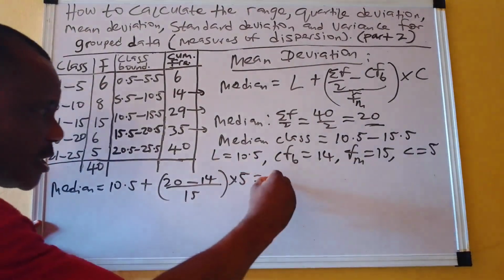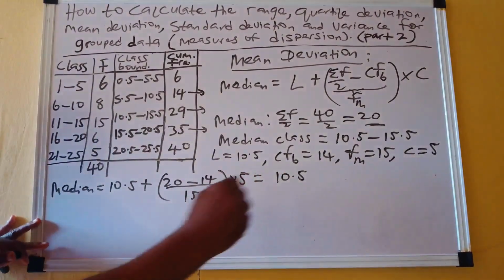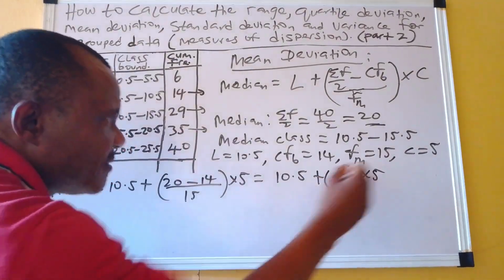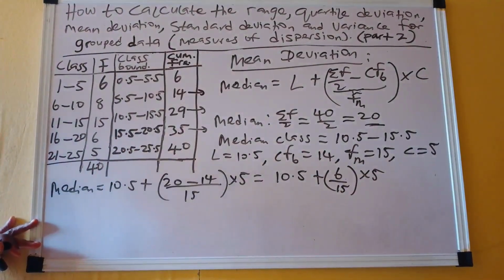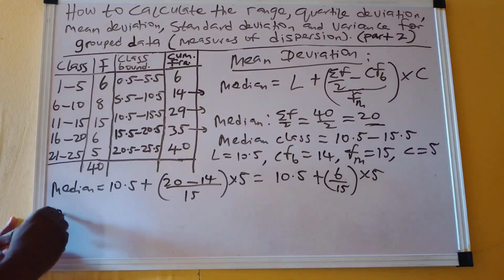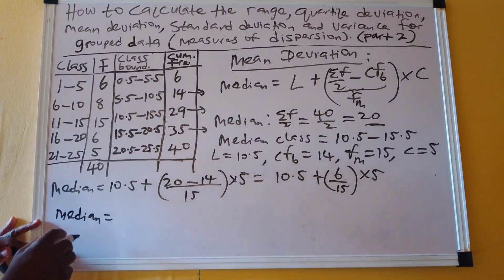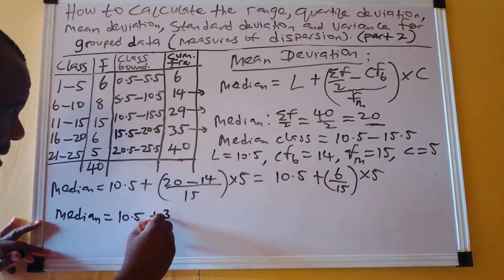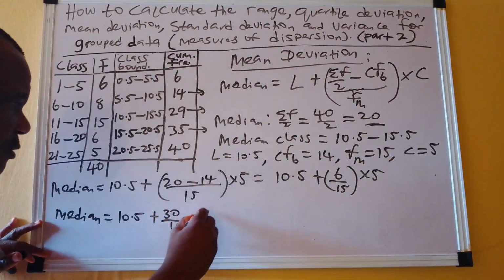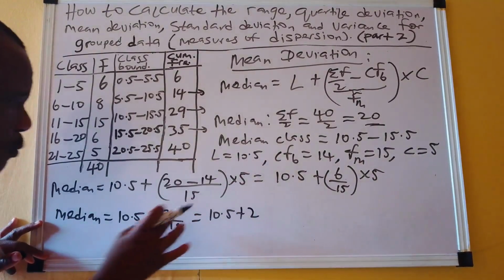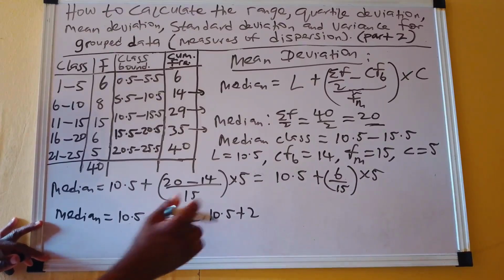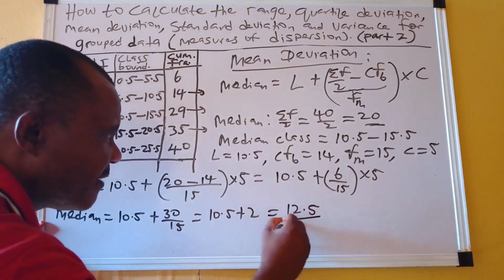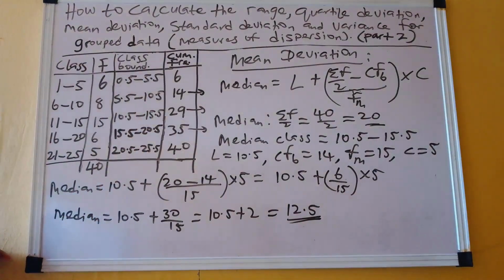And this will now be equal to 10.5 plus 6 over 15 times 5, because 20 minus 14 is 6. So our median is equal to 10.5 plus 6 times 5 is 30. 30 over 15 is 2, so that is 10.5 plus 2, which will be equal to 12.5. So our median is equal to 12.5.